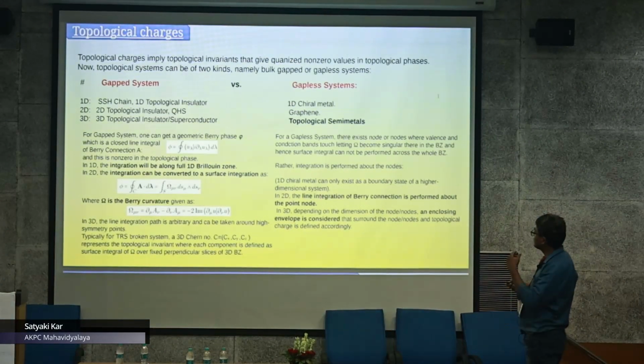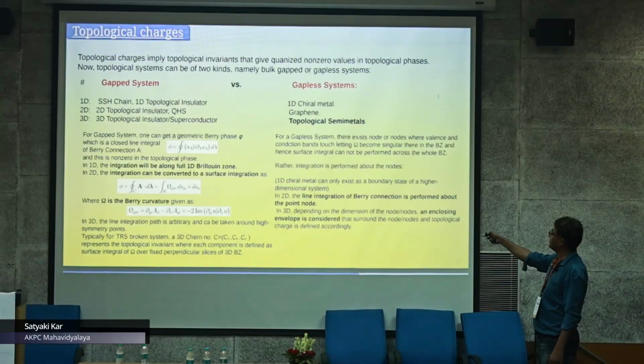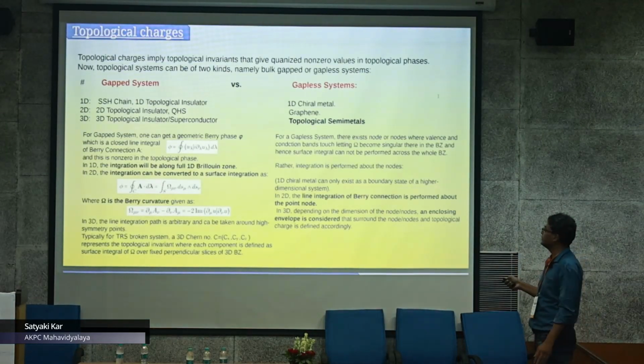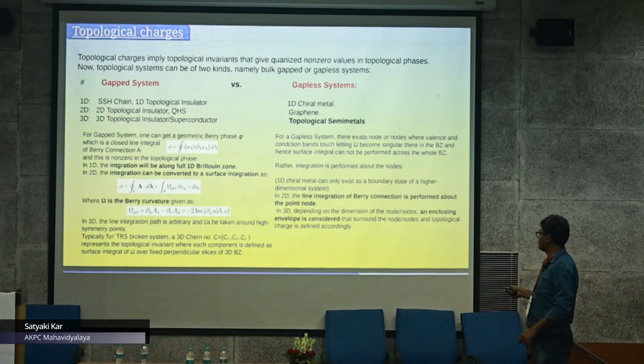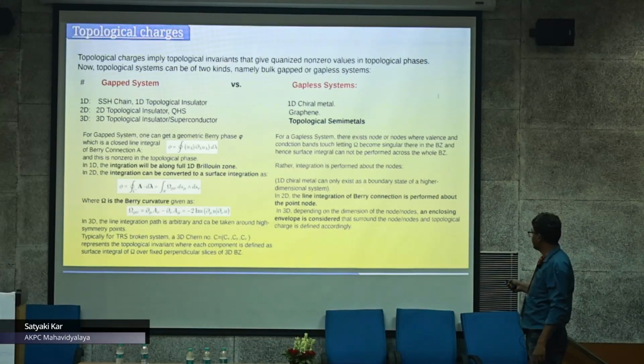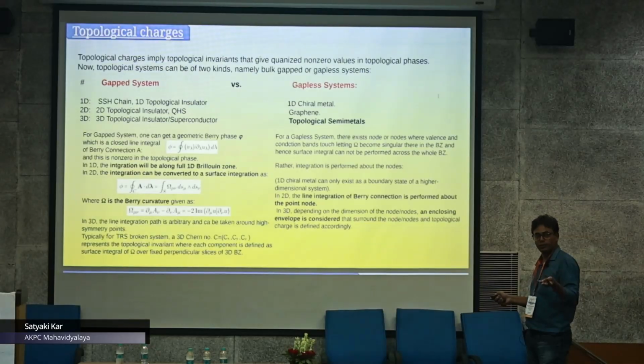Now for the gapless systems, like in 3D, we have these topological semi-metals, so what we have to study here. The problem is the node in the Brillouin zone. So basically when we calculate that, we always do the integration around the node. And that's been done in 2D, like in graphene, where this is the Dirac node. About the Dirac node, we take the Berry connection and do the integration to get the value of the topological invariant. And in 3D, depending on the nodes, the node can be 0D, 1D, or 2D.